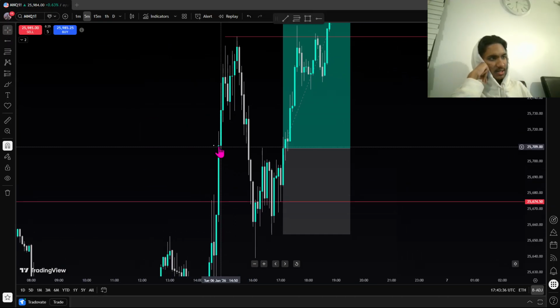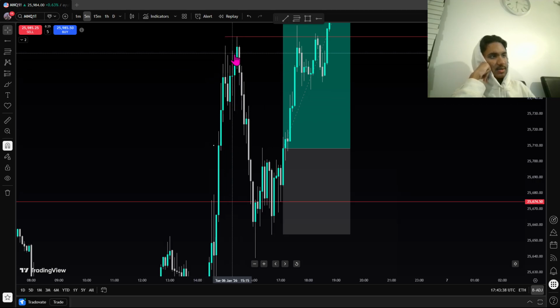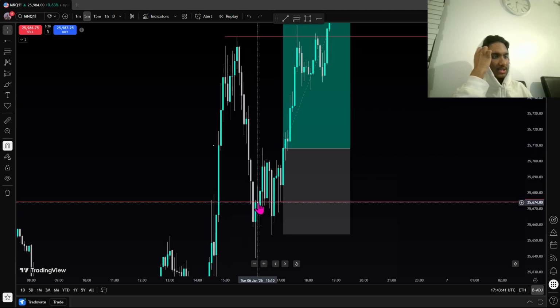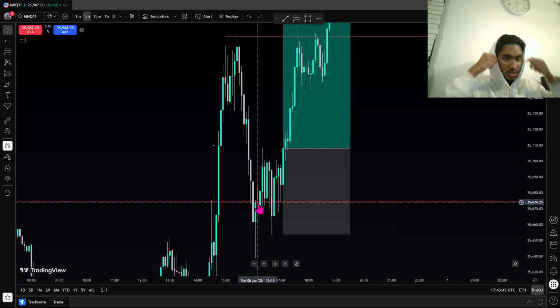So it breaks here, but we wait for it to retest. So it comes all the way back and then touches the zone again, touches our key level again after it breaks. Okay, so you wait for the break and then you wait for the retest for it to come back in.